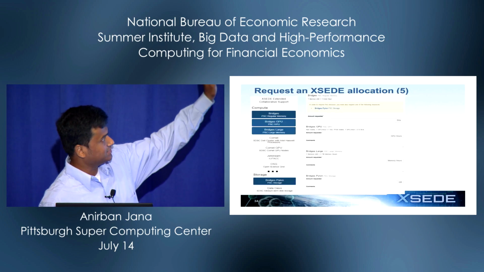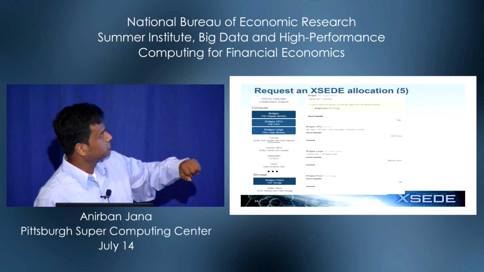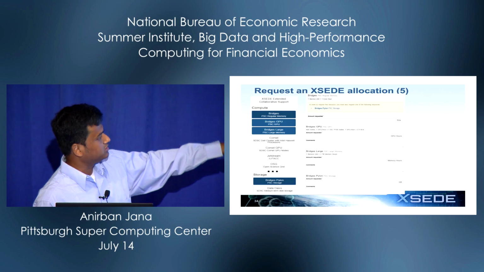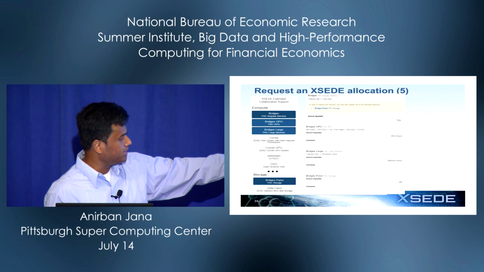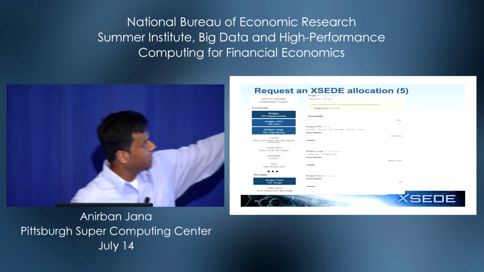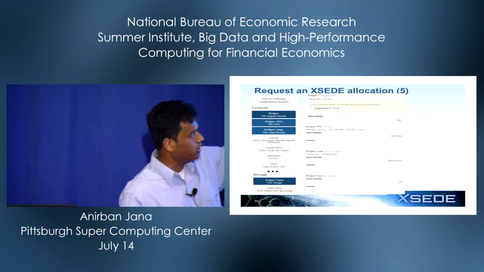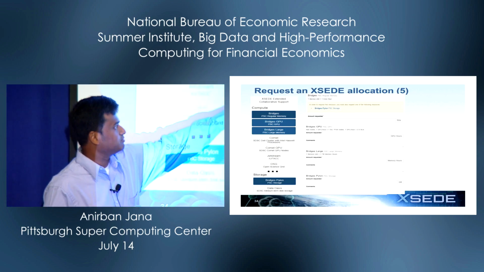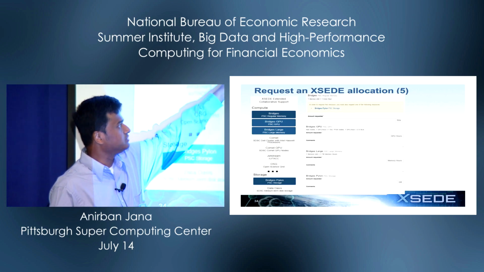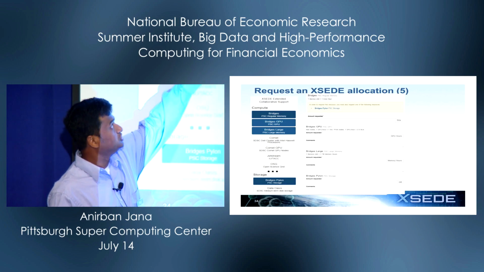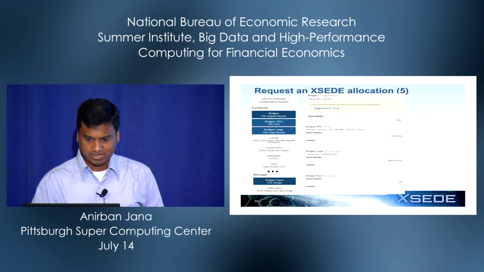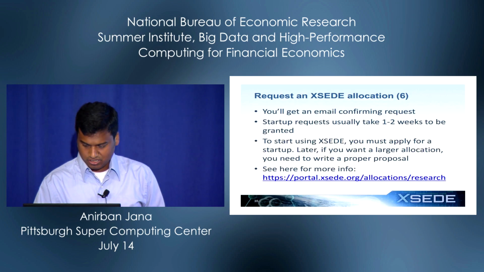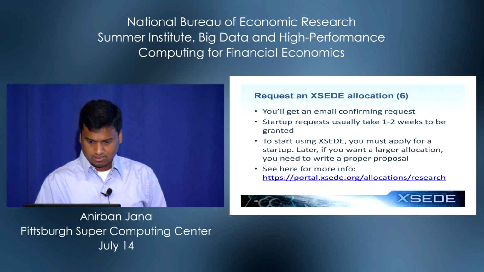So here's, for example, if you wanted to request all the different parts of Bridges, there's regular memory, GPU, large memory, and storage. You click on them, and then you have to enter how much you want on each of them. And here's the explanation of what one service unit means on Bridges large, on GPU, on regular memory. So it's all very nice and explanatory. And I already mentioned you'll get it within 2 weeks.